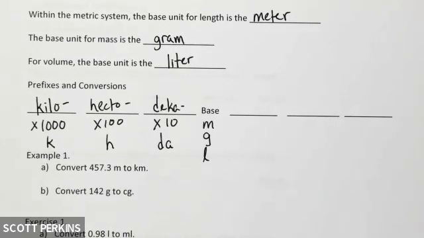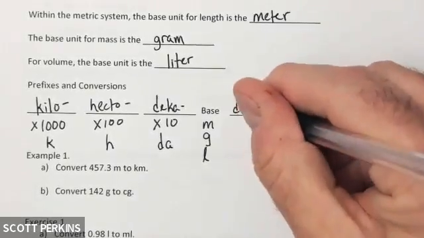So those are the prefixes for when you have multiples of something. So now if you're talking about parts, okay, then you have deci.